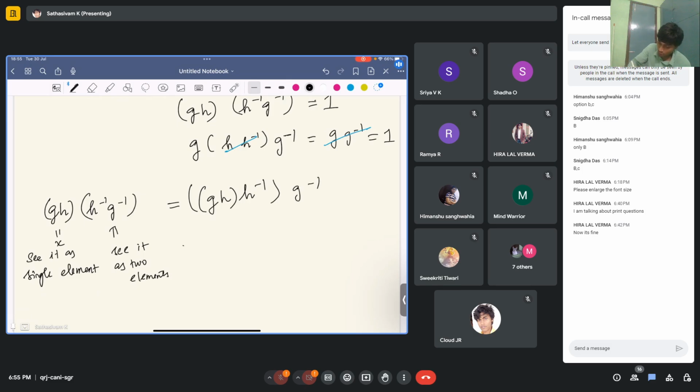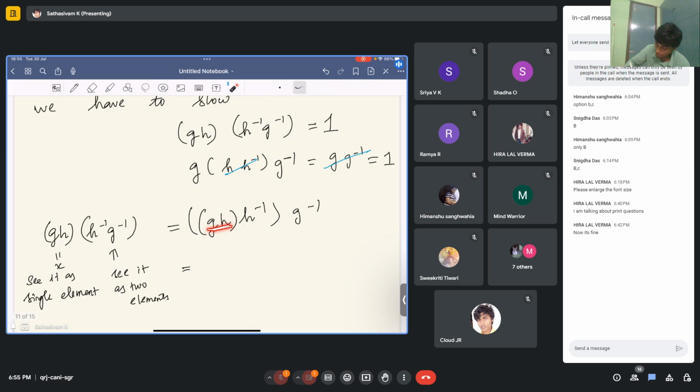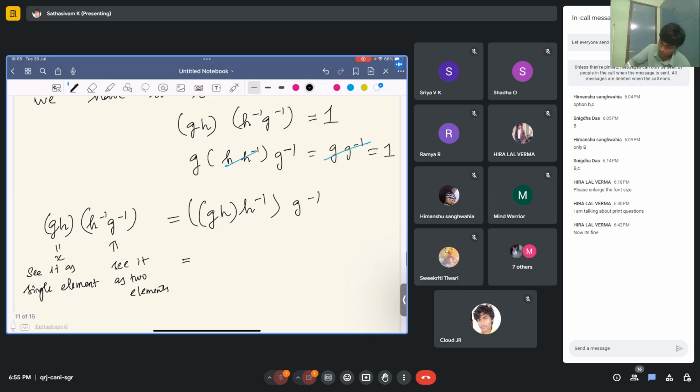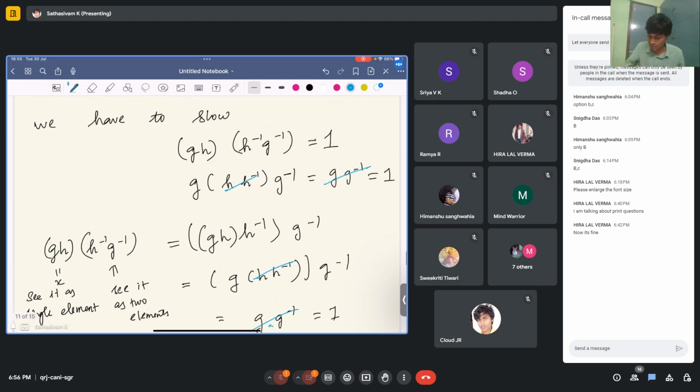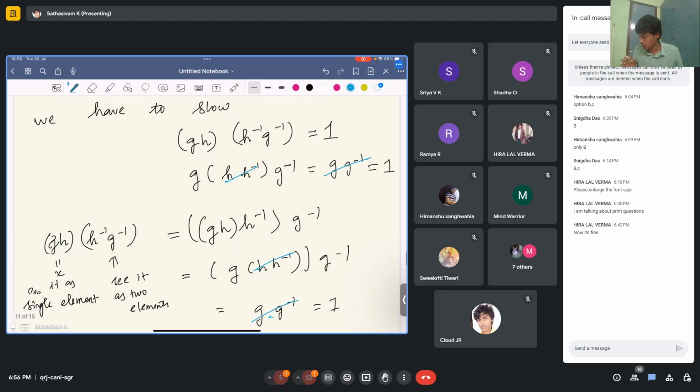Now you apply the associativity again. So see this as two elements now, and this is one element. So you can change the bracket here. This is nothing but G, H inverse, G inverse. Now these two will cancel out. So what you get is G inverse. So if you have associativity, it doesn't matter however you put the bracket, you can always change the bracket whichever way you want.